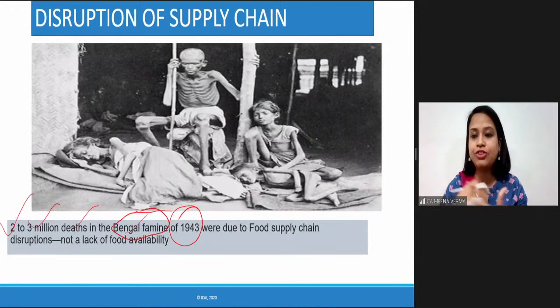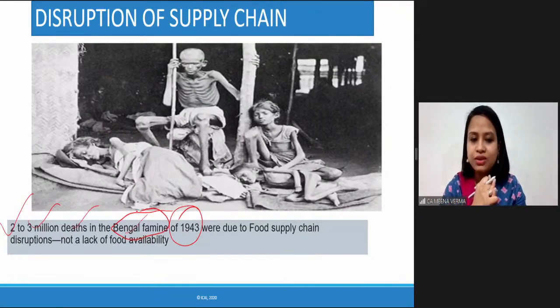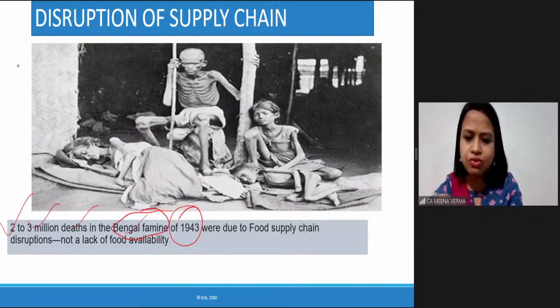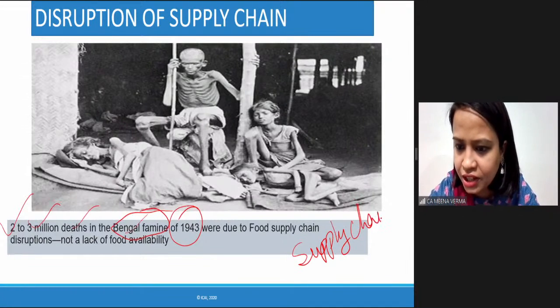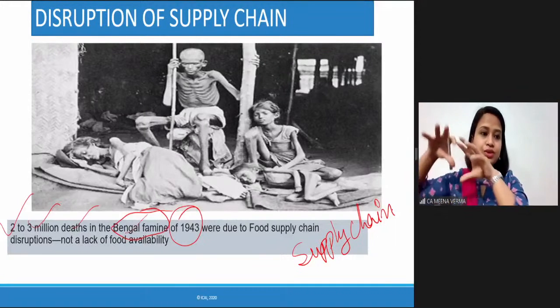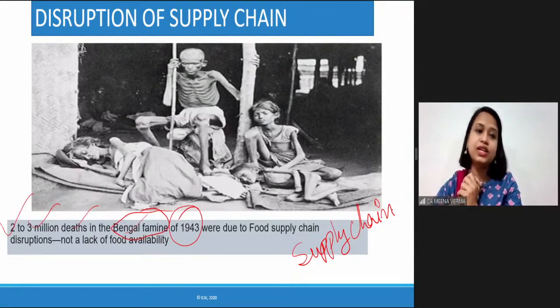This actually happened after the Second World War. And do you know the reason for so many deaths in the Bengal famine? What was the reason? People had enough food. But because of the Second World War, the supply chain got disrupted, and because of this, in the same country, there was some place where people didn't get food and they died because of starving. This actually happened.